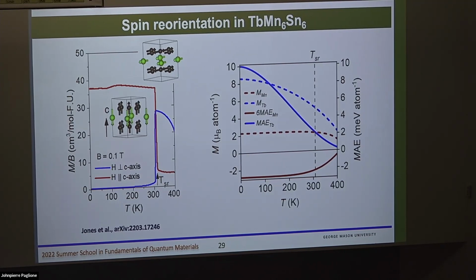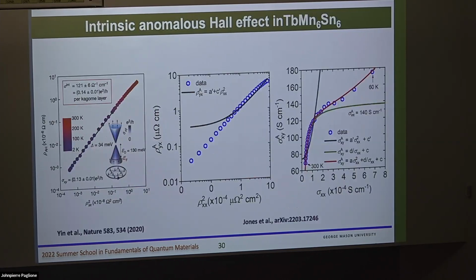And a simple analysis led us to the conclusion that it is because of the competing anisotropies between terbium, which is this blue, and manganese, which is this red. At higher temperatures the manganese wins, the anisotropy of manganese is large, so it tends to keep the moments in the plane. Whereas when we go below here, the anisotropy of terbium becomes larger, and that leads these to orient along the c-axis.